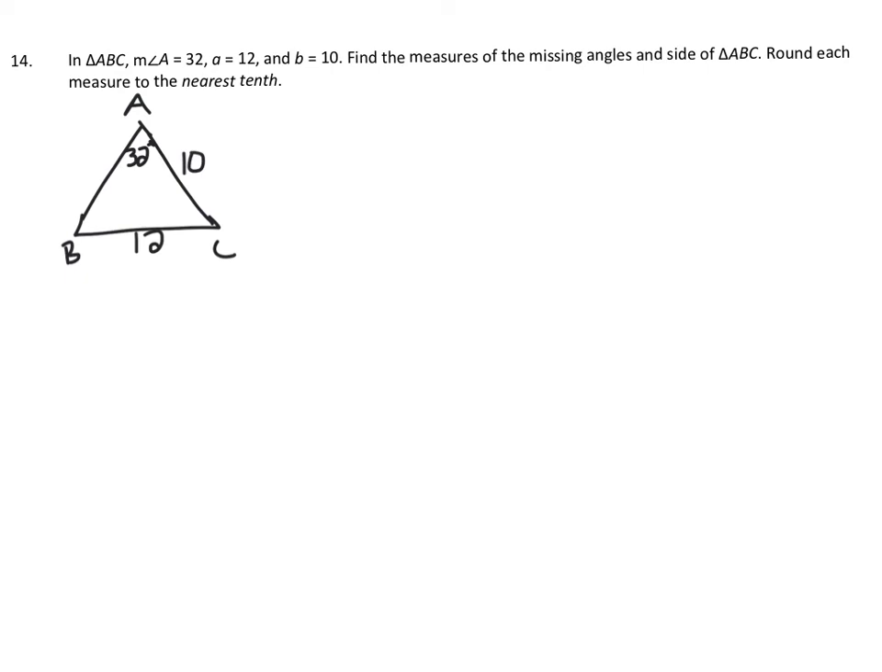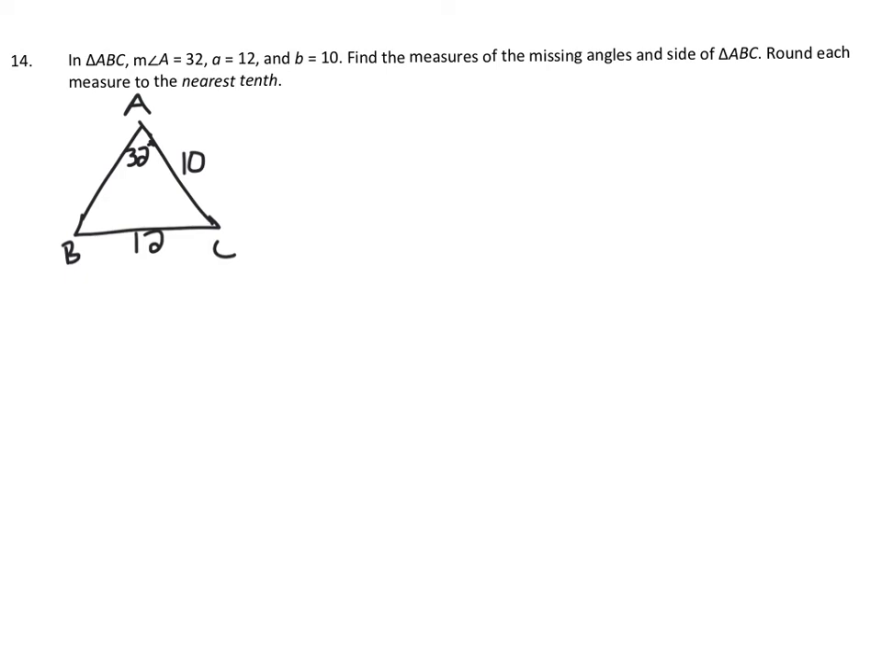Let's see what we can do first. If you wanted to try to find this side first, unfortunately, you wouldn't be able to, because whether you use the law of sines or the law of cosines, if you want to find a side, you have to know the angle across from it, and we don't know that. So I think we're going to have to start off finding angles.